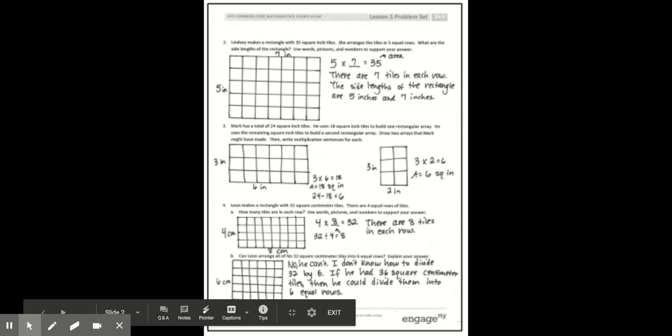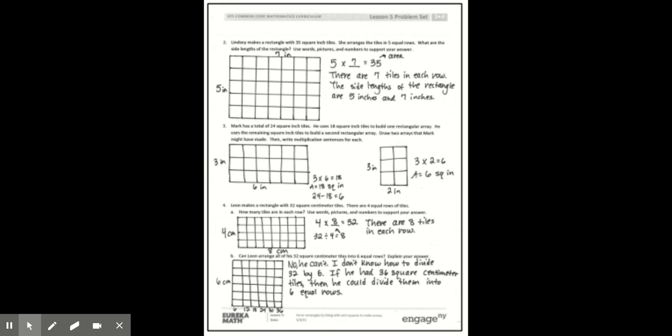So then if we go to the next page of your problem set, number 2 says, Lindsay makes a rectangle with 35 square inch tiles. She arranges the tiles in 5 equal rows. What are the side lengths of the rectangle? Use words, pictures, and numbers to support your answer.